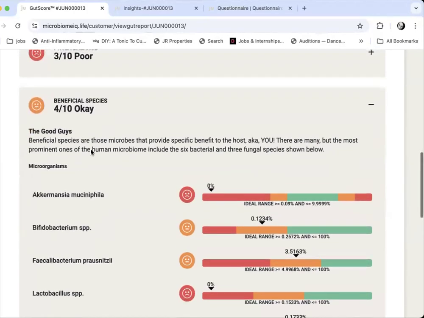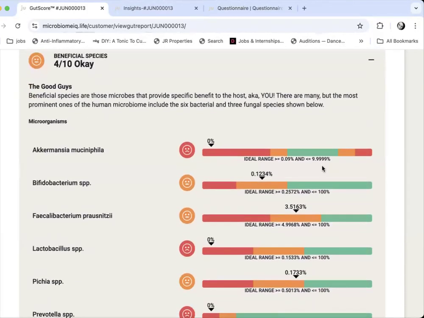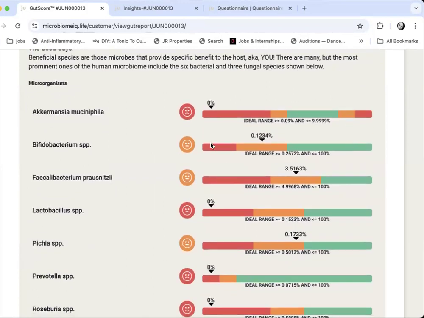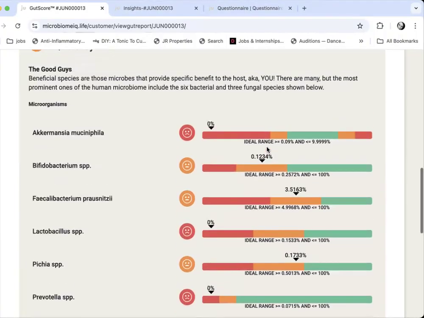I forgot to mention earlier that you'll see some of these bars have 2 red sections and 2 orange sections, and some of them only have 1 red section and 1 orange section. Essentially, when we see a bar like this, like Akkermansia muciniphila, we're saying that it's possible that this genus of bacteria could be too high or too low, and if it is, we may want to do something about it.